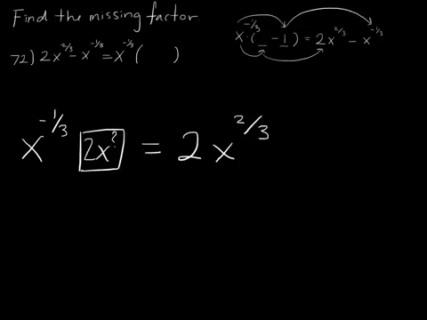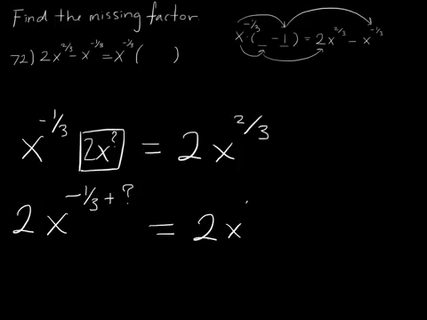Now, if we multiply out the left-hand side, we have 2x to the negative 1/3 plus question mark, and we're hoping this equals 2x to the 2/3.